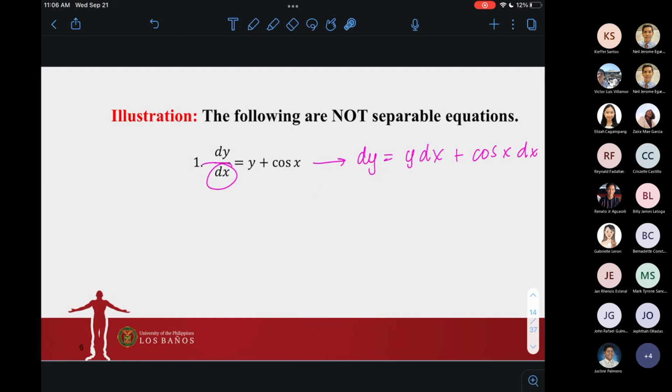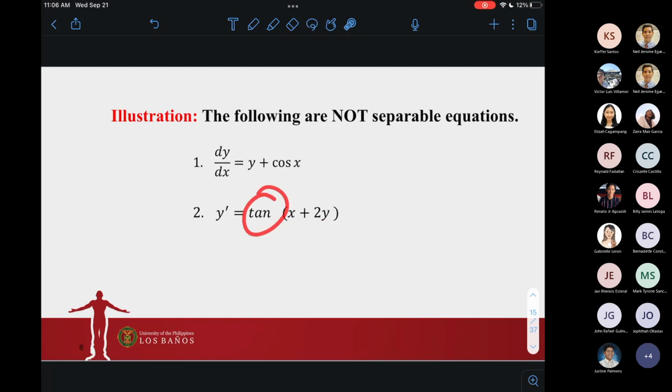Okay? Another one, this one, y prime equals tangent of x plus 2y. x and y are joined together with a plus sign, and they are inside the tangent function. So malamang hindi natin to mapaghihiwalay. Well, you can attempt to use the addition formula for tangent.